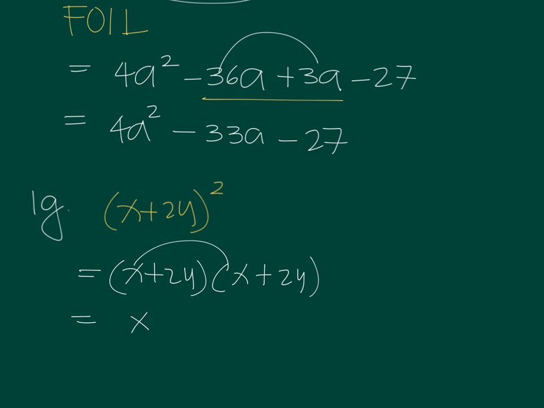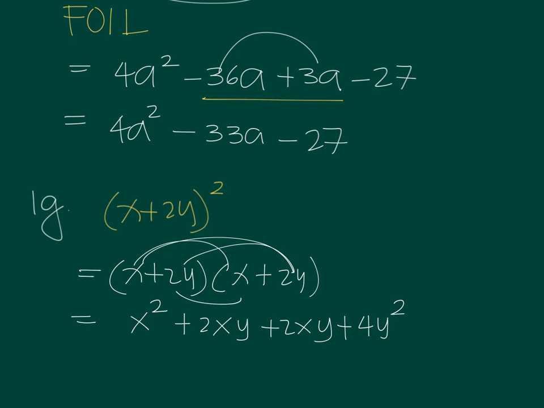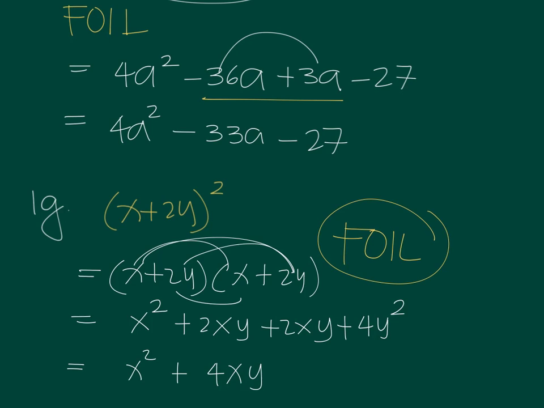That's x squared. This is 2xy. This is 2xy. And then the last is plus 4y squared. Okay, following the FOIL method, and then combine any like terms: x squared plus 4xy plus 4y squared.